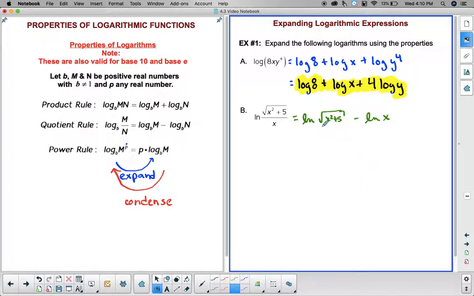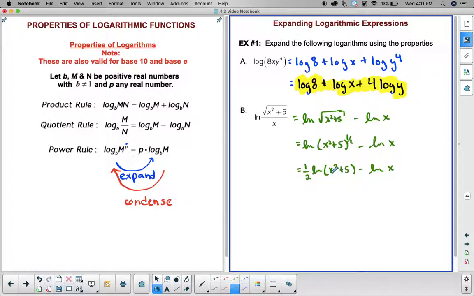Now I'm going to look at the argument of each term. The first term, I've got the square root of x squared plus 5. Now that is actually a power when I rewrite that radical using an exponent of 1/2. So there's more work to be done in this first term because I do have an exponent. This is the logarithm of a power, so I'm going to use the power rule to expand this first term. So the first term is going to become, now the exponent, we just pop it out front, 1/2 times the natural log of x squared plus 5 minus the natural log of x.